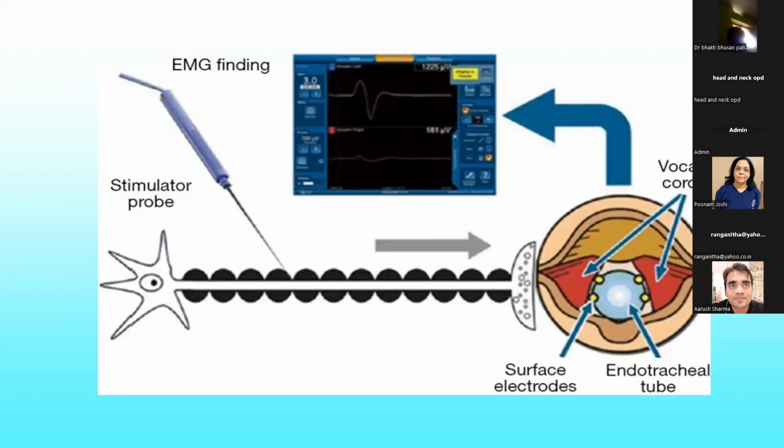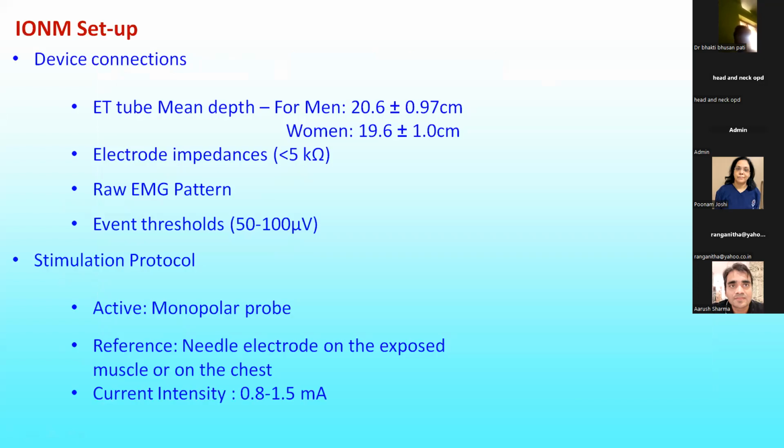This is a simple concept to show in this picture, where we see the electrode position and the endotracheal tube, which is inserted at the vocal cord, and when we are stimulating the nerve with the monopolar stimulator, we are getting a response like this: electromyographic activity from the right and left vocalis muscle. I'll show another one.